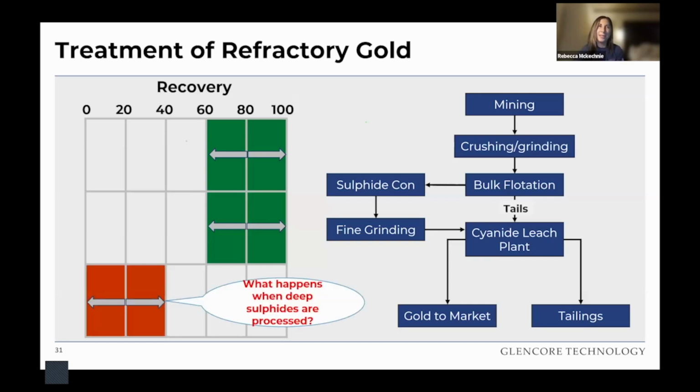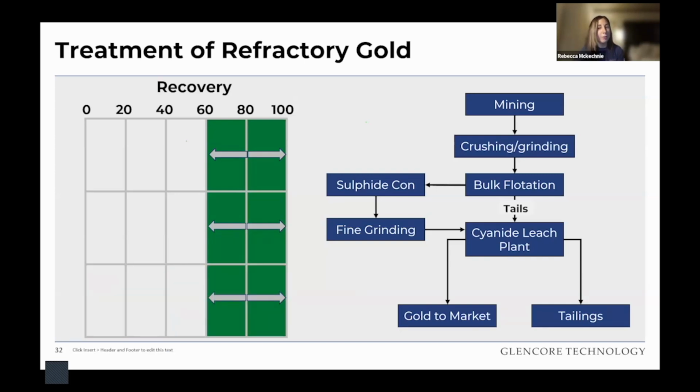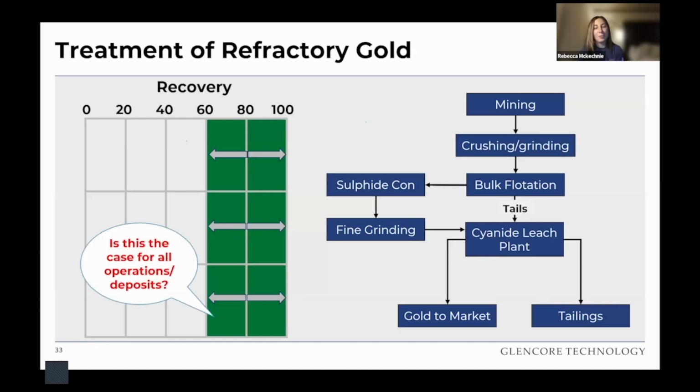But what happens if we move into even more refractory material? So depending on gold associations, the dissemination of the gold, and the refractoriness of the materials, a fine grind alone may actually still be sufficient to achieve high gold recoveries. But it's not always the case.